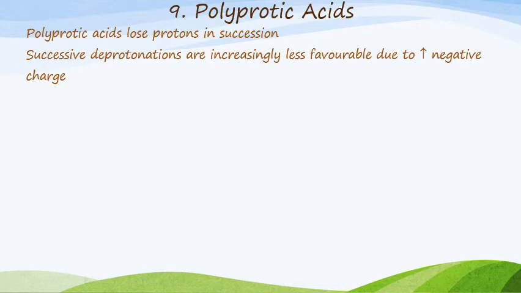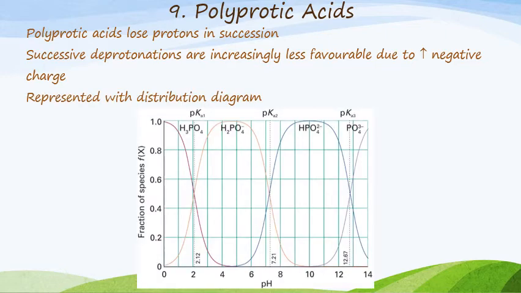Let's talk quickly a bit about polyprotic acids. Polyprotic acids lose protons in succession. They are acids that have more than one proton, and they have successive deprotonations. And what you will find is that these become increasingly less favorable due to an increase in negative charge. So let's have a look at an example.